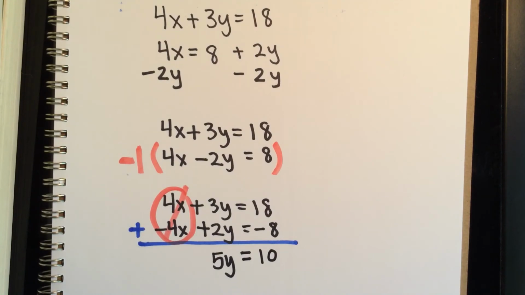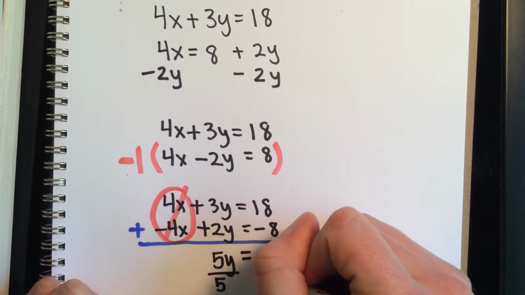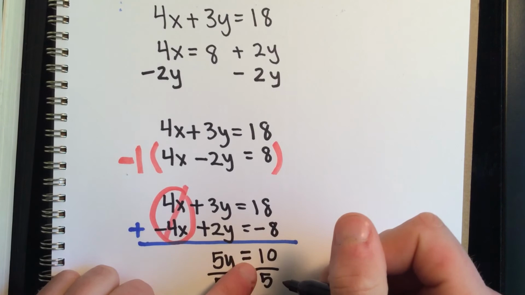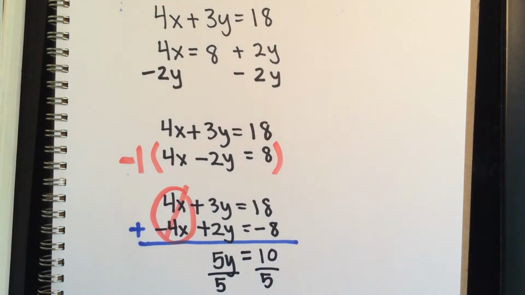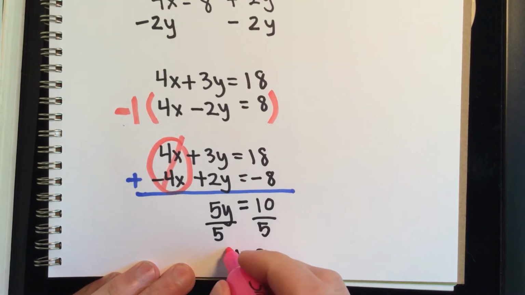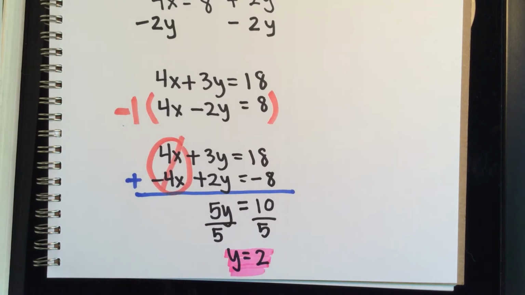Okay, so our final step to solve for y is divide by our coefficient. So we're going to divide both sides by 5, and we get y equals 10 divided by 5 is 2. Sorry, let me move that up for you. So we get y equals 2. Okay, so now we know what our y value is, so we need to solve for our x value.